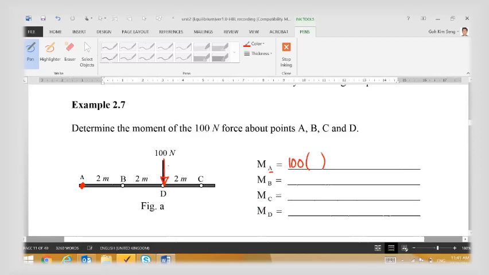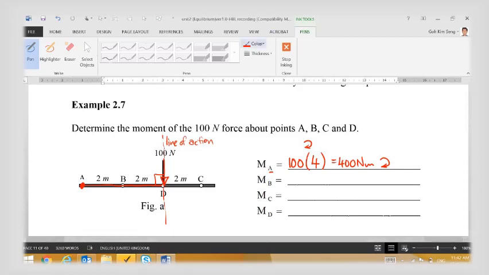In this case, this is the line of action of the force. The perpendicular distance will be this distance, which you can see is 4 meters. And this is a clockwise moment. So the answer here is 400 Newton meter, and we simply put a direction, clockwise, to denote the direction of this moment.